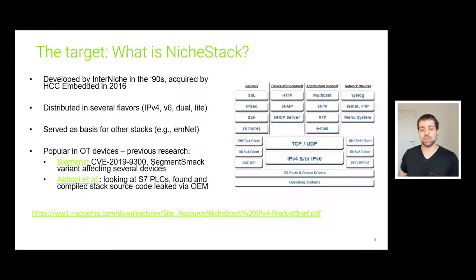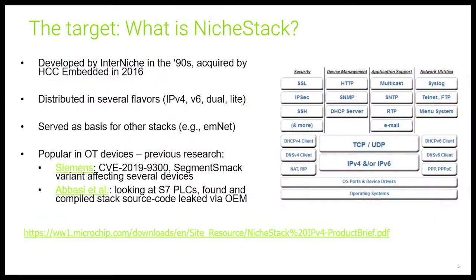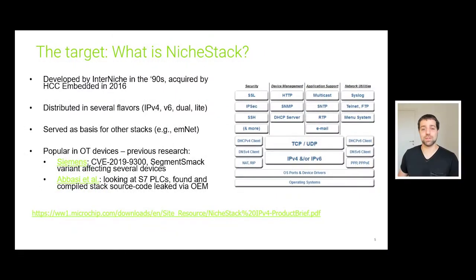So first of all, INFRA HALT, like I said, is a set of 14 vulnerabilities, and it affects an embedded TCP/IP stack called NicheStack. So this is a TCP/IP stack with a long history. It was developed in the 90s, and the company InterNiche was acquired by HCC Embedded in 2016. There are several flavors, as is common with these types of software. And actually, there are a lot of variants of this TCP/IP stack that popped up in previous research that we did, and obviously other people did. And there have been previous CVEs found in this TCP/IP stack as well.